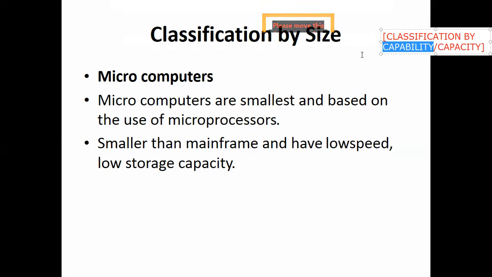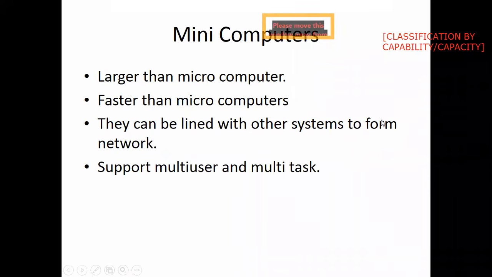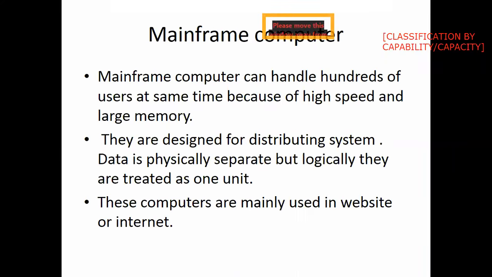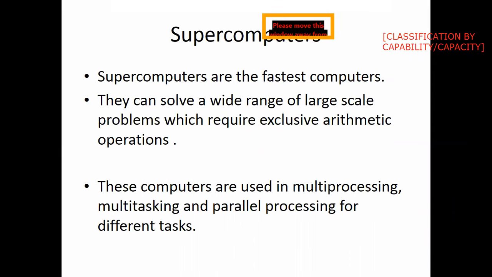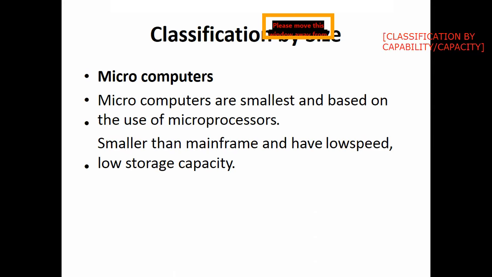Now, if computers are classified in this way, we'll have 4 classes of computers. The 4 classes that we have will be microcomputers, minicomputers, mainframe computers, and supercomputers. In this classification, we are going from the smallest computer, with the lowest capabilities, and as we move on, we are going to computers with higher capabilities.